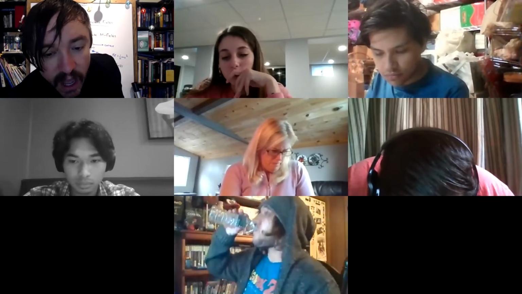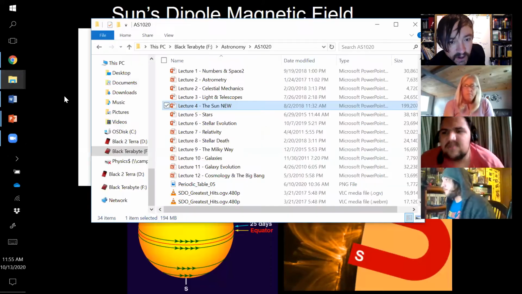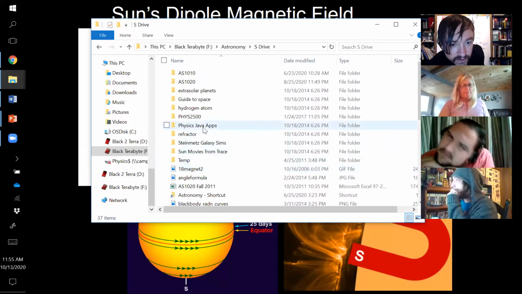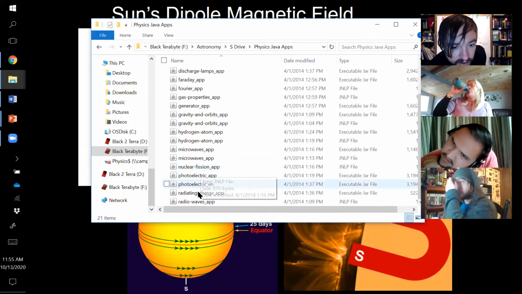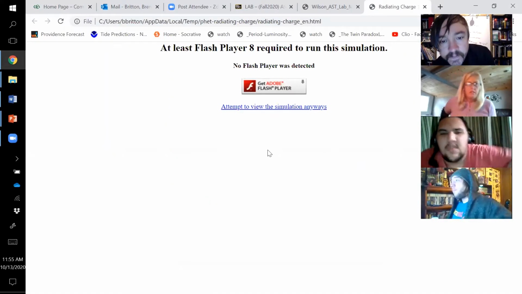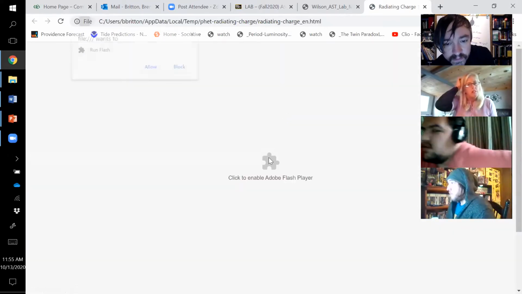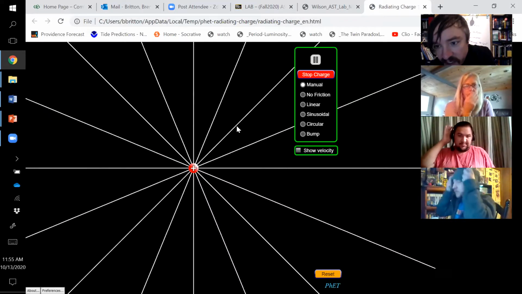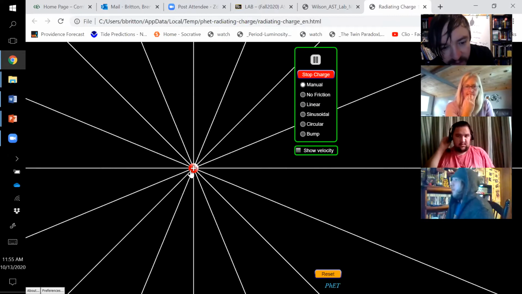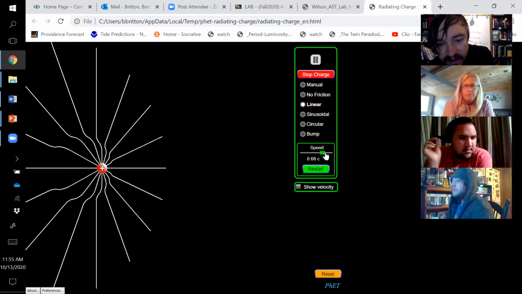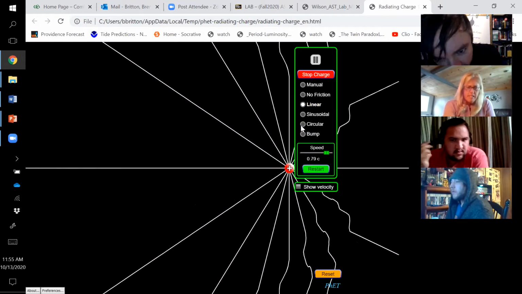Okay. I want to show you guys a little animation here using those cool physics Java apps that we've talked about before. Let's see if we can find them. S drive, physics Java apps. And I want the radiating charge. I didn't really understand this picture of radiation until I was in graduate school, so I think it's cool to show it to you. I've used this before to show you how photons are generated. Let's pretend that this charged particle is in the atmosphere of the sun, and let's give it some linear velocity that's like, I don't know, 80% the speed of light.